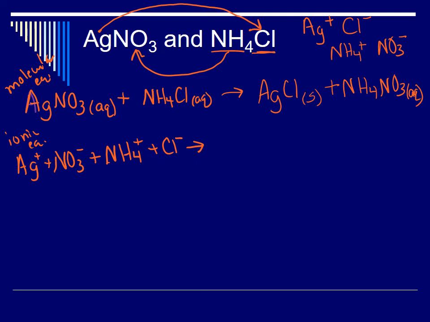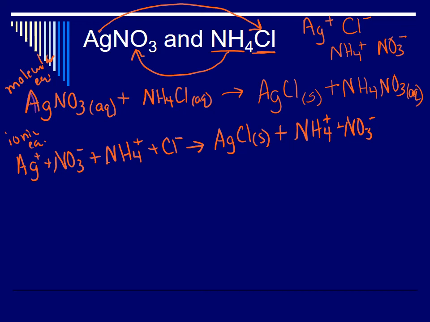Let's look at the products. The first product is AgCl, silver chloride. Notice it says solid. Does it break apart? Nope. It's going to stay together. AgCl, and we have our solid. The other thing, ammonium nitrate, will it break apart? Well, it has an AQ after it, so yep, it sure will. We have ammonium with a +1 charge, and we have nitrate with a -1 charge.